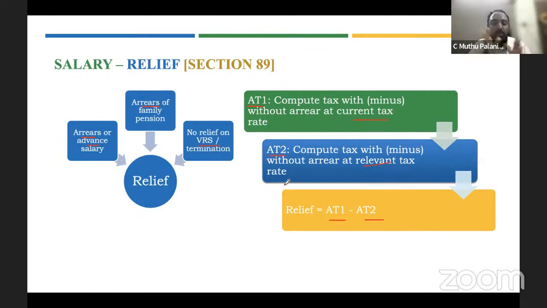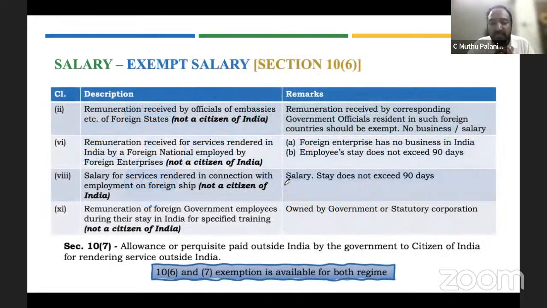Now, these are all about your reliefs and other things, right? There is one more thing that we need to discuss: exempt income. We said exempt income is a separate chapter, but of course we'll discuss it now and then, whenever there is something specific to discuss.